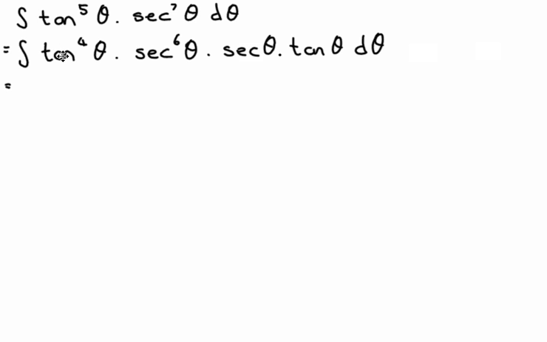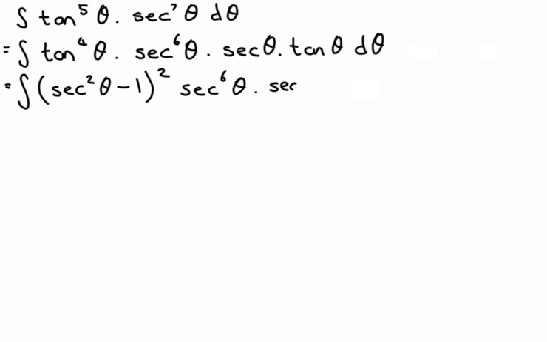Okay, so this is tan squared theta all squared, and I can replace tan squared theta with sec squared theta minus 1. So this is the same as sec squared theta minus 1 all squared. There's my sec to the power of 6 theta. There's my sec theta tan theta, which I want to leave there because I want to see that derivative later.